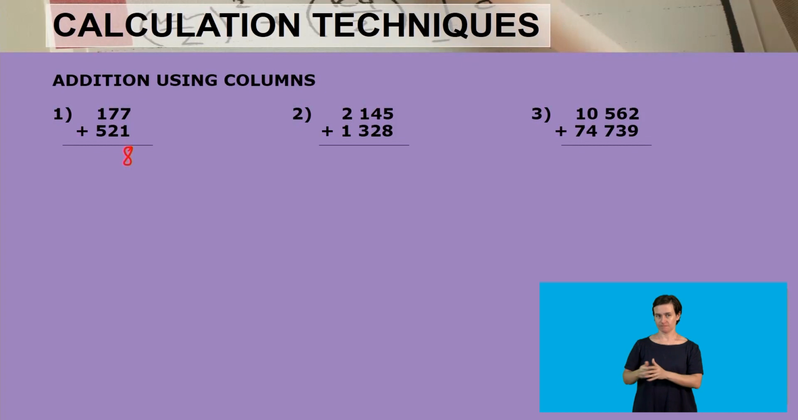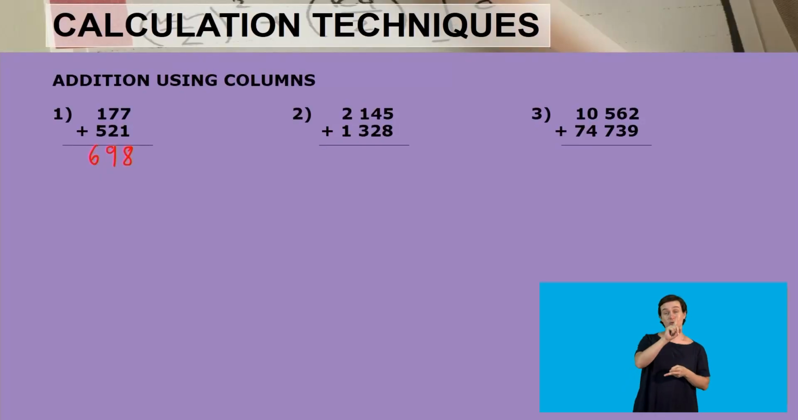We move on to the tens column. We have 7 tens and 2 tens. So what is 70 plus 20? That is going to give us 90. And we are going to write that 9 in the tens column because 90 is 9 tens. Then we move on to the hundreds column. That is going to be 100 plus 500. That is going to give us 6 hundreds, and that 6 goes into the place value of the hundreds. It means that our answer is 698.